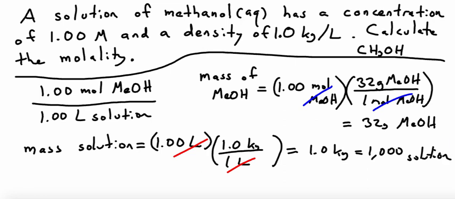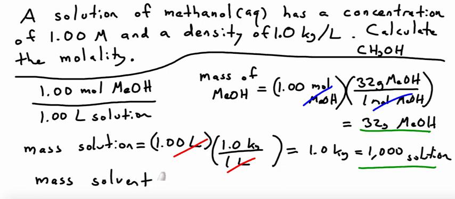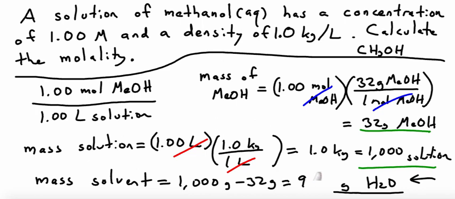Since we have 1,000 grams of solution and 32 grams of methanol, we can just subtract to get the mass of water, the mass of the solvent. So it's just the total mass, 1,000 grams, minus the mass of the solute. So we can see that's 968 grams of water. So we've got the grams of water, and we can turn that into kilograms. And so we've got the moles of methanol divided by the kilograms of water. So let's do that on the next page.